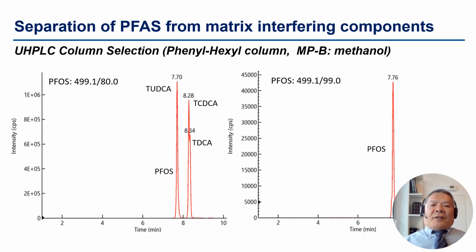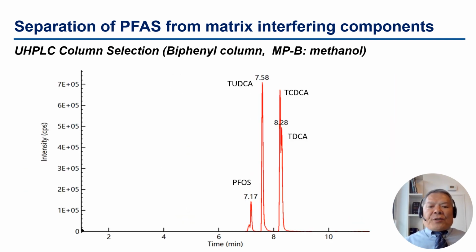When we use a different column, such as a phenylhexyl column, still with methanol as organic mobile phase, we can see that actually this PFOS has completely overlapped with the cholic acid. Therefore, this condition cannot be used. Using a biphenyl column with methanol as mobile phase, you can see that PFOS peak is moved earlier, earlier than those interference. It is a significant difference from the common C18 column. So this actually provides us an alternative selectivity for PFAS analysis.